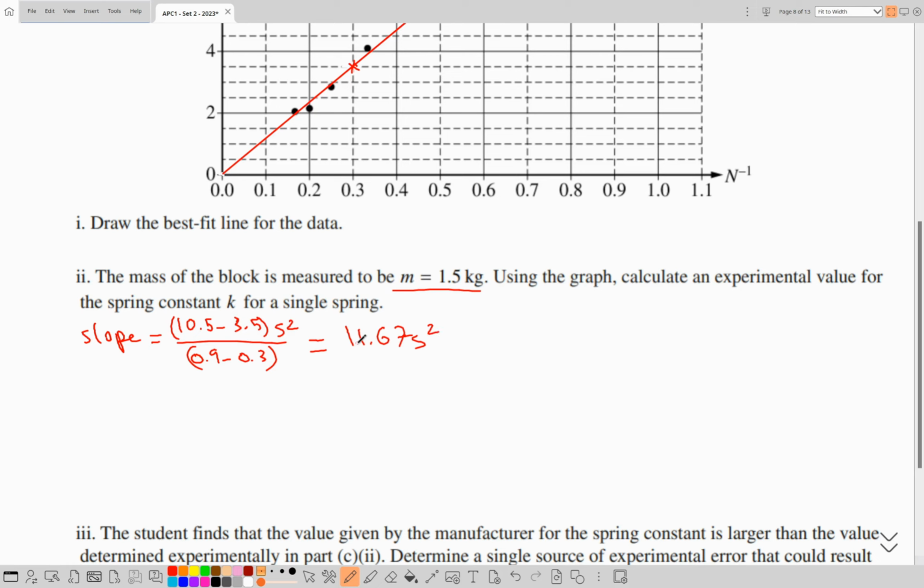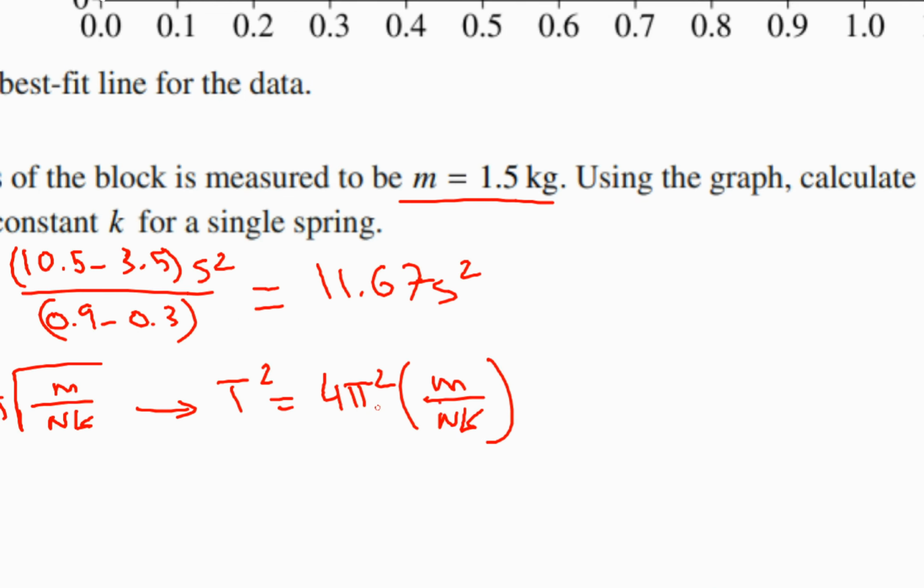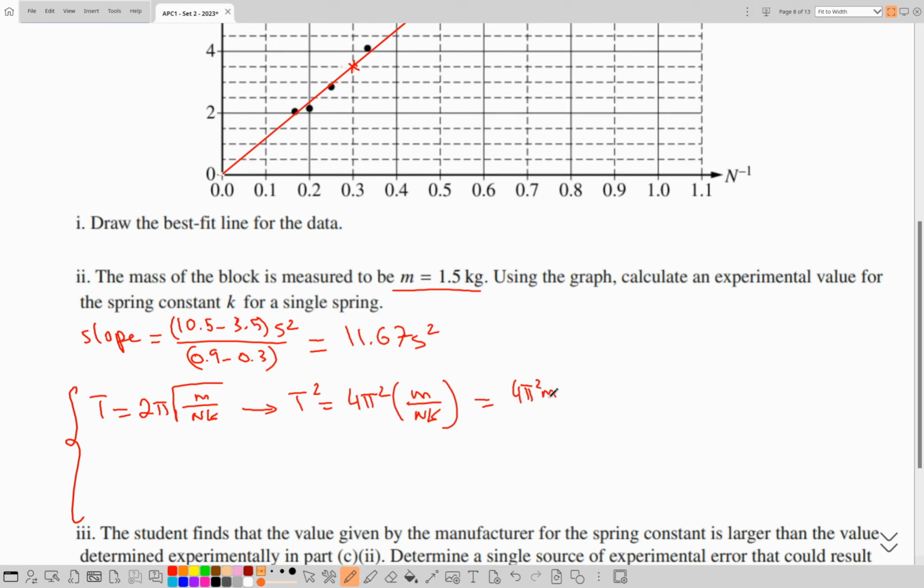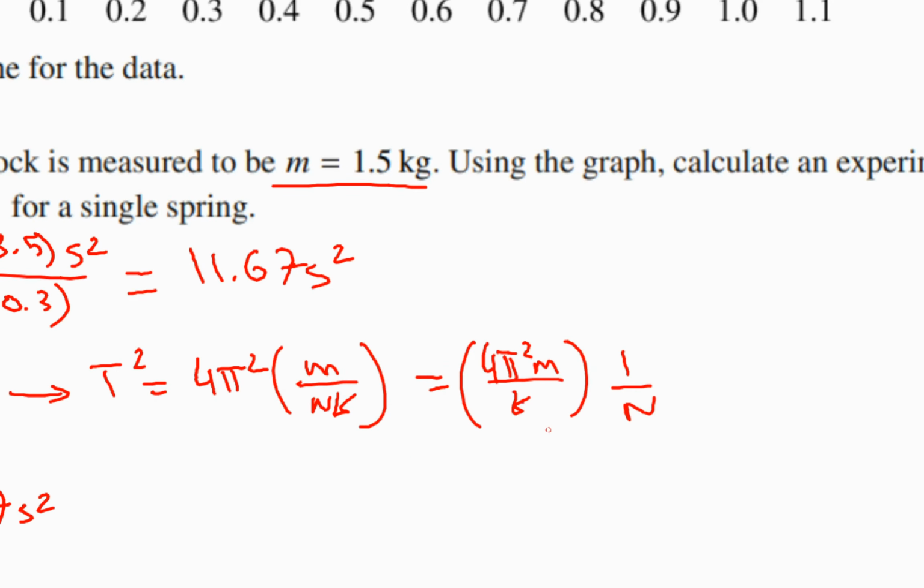But how would the slope help us determine k? The relation that we have determined previously is the period, which is 2 pi square root of m over nk. Because we're plotting t square as a function of 1 over n, let me square both sides. So that would be t square equals 4 pi square multiplied by m divided by nk. Now we isolate 1 over n, so that would be 4 pi square m divided by k multiplied by 1 over n. We already know that the slope is 11.67. Because we're plotting t square as a function of 1 over n, the slope is this quantity, and we know its numerical value and the value of m. That allows us to determine the value of k.